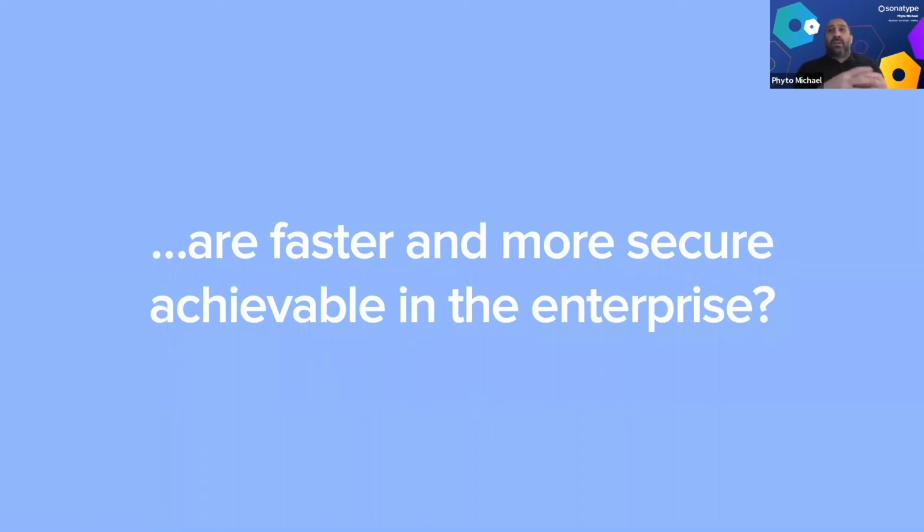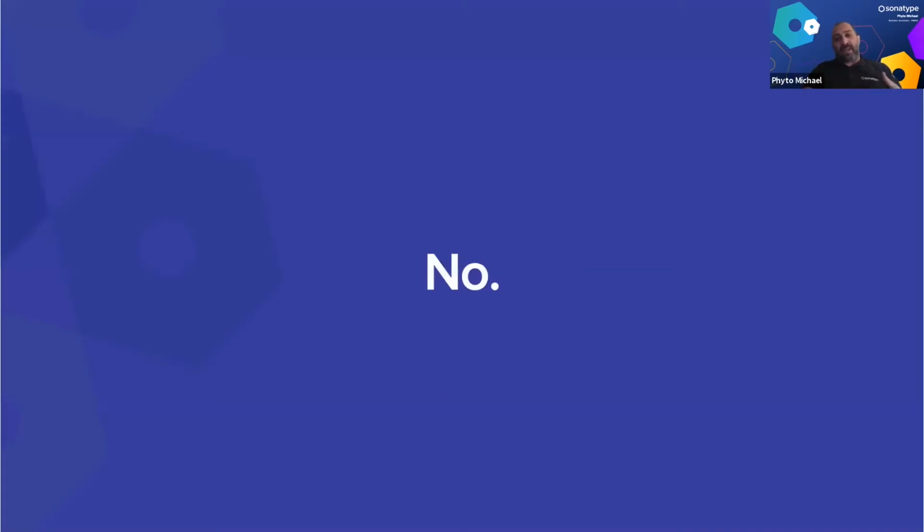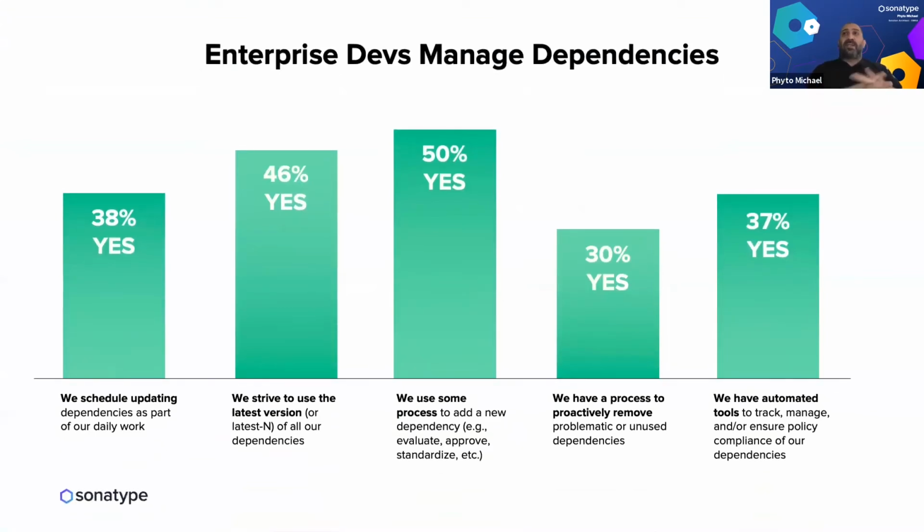So, faster and more secure, achievable in the enterprise? Yes, it is. Or is it? No, it's not. We need to look at the overall picture. We'd like to think it is, but we need to look at how enterprise development manages dependencies. Do they manage dependencies in the way they should? Do they schedule updates? Do they strive for the latest version? Do they use the same process to manage that dependency? Do they proactively remove dependencies they don't use? And have they automated tools to back up that process and really manage what dependencies are being pulled in and the status of those dependencies?